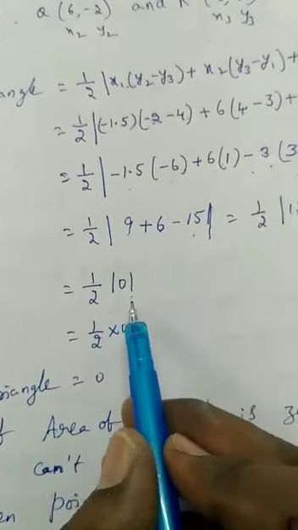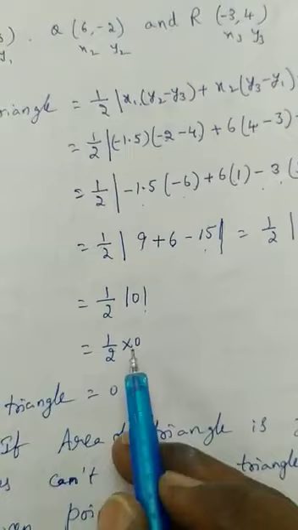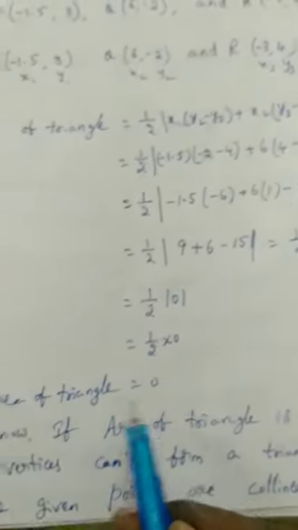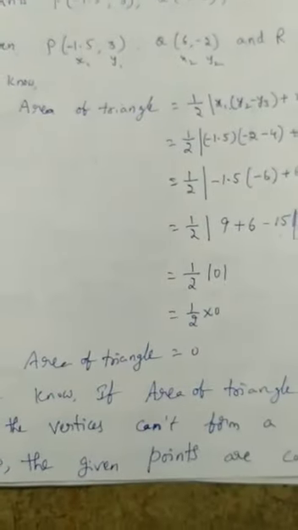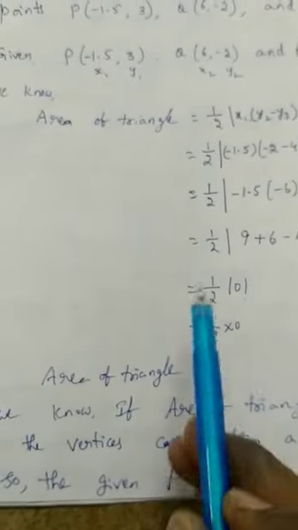So half into modulus of 0. So then directly write it as half into 0. Then it is 0. So here the area of the triangle is 0.